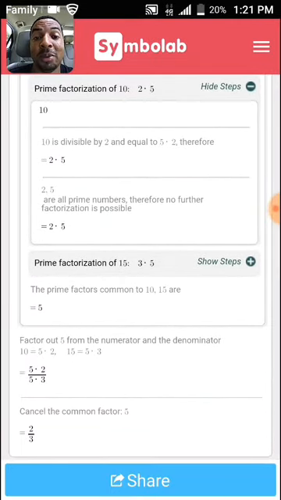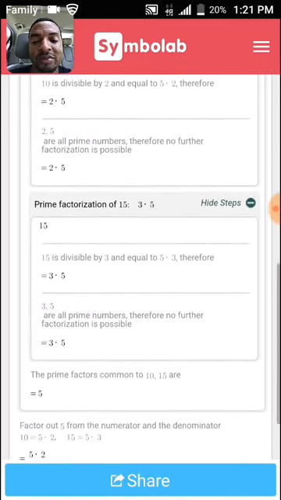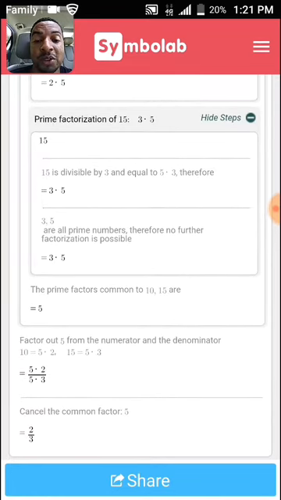And so 10 is divisible by 2 and equal to 5 times 2. Therefore, 2 and 5 are both prime numbers, so no further factorization is possible. You're looking for a prime number. That's why they call it prime factorization. Same thing with 3 times 5. 15 is divisible by 3 and equal to 5 times 3. 3 and 5 are both prime numbers, so no further factorization is possible.